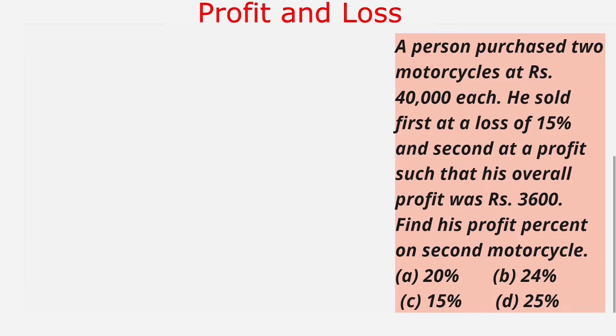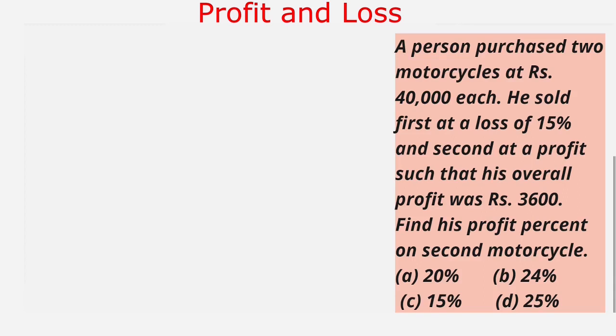And overall profit is 3,600. So first we have to cover the loss of 6,000 and then we have to make the profit of 3,600. Therefore, the total amount which we have to collect on second motorcycle is 9,600: 6,000 plus 3,600. And 9,600 is what percent of 40,000?